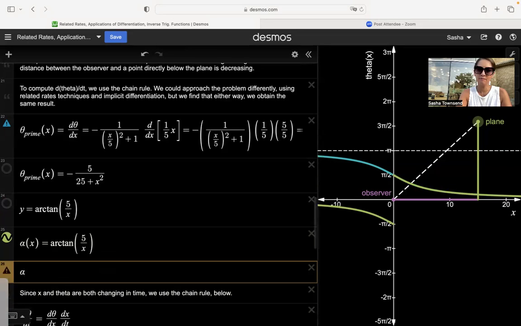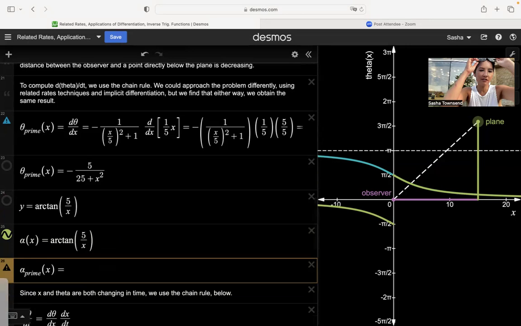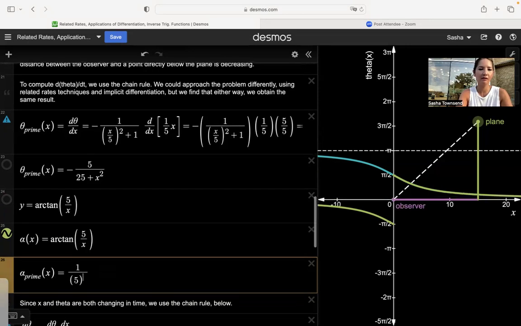Then alpha prime would require the chain rule. So we take the derivative of arctangent first. So we have 1 divided by the inside function squared, add 1, and then you multiply by the derivative of the inside by the chain rule.